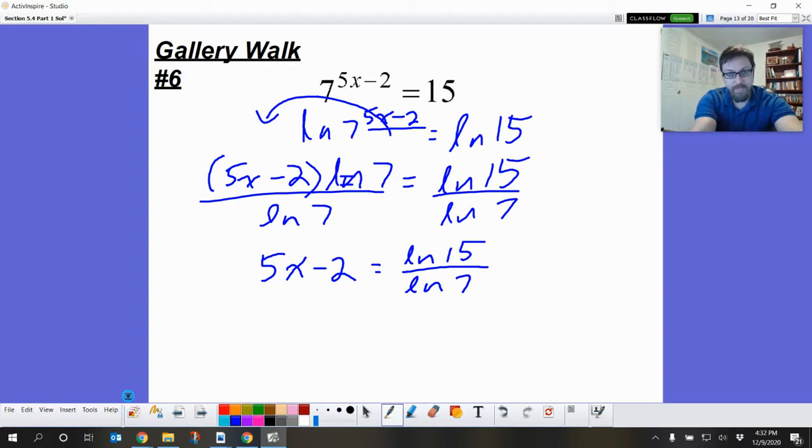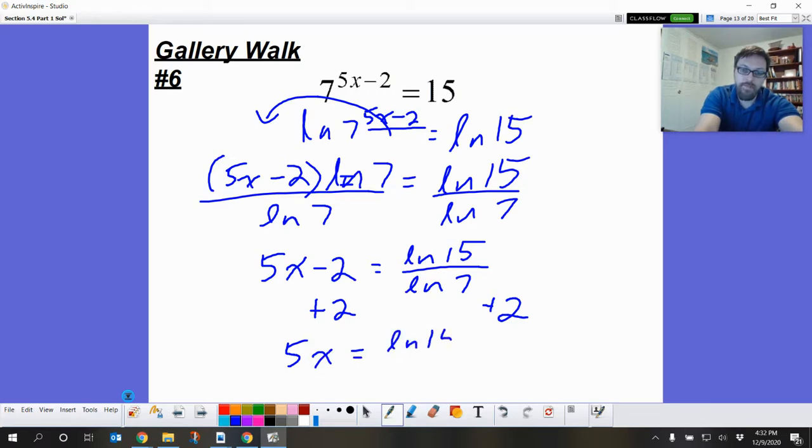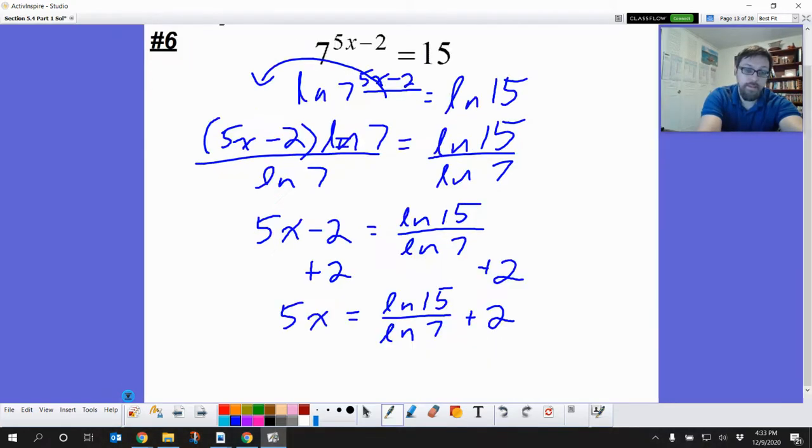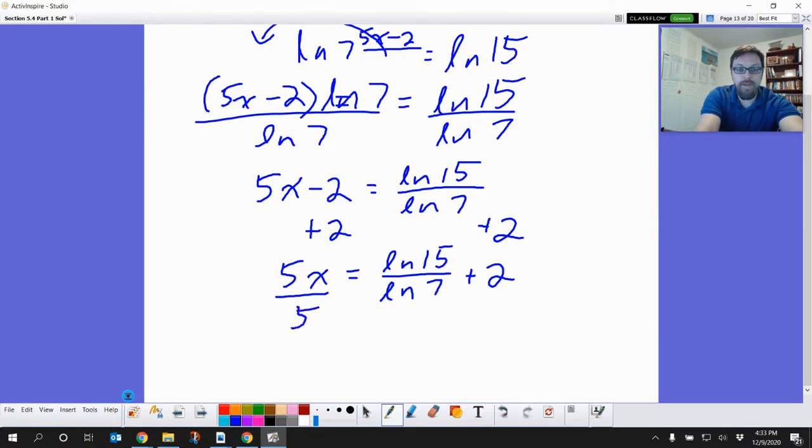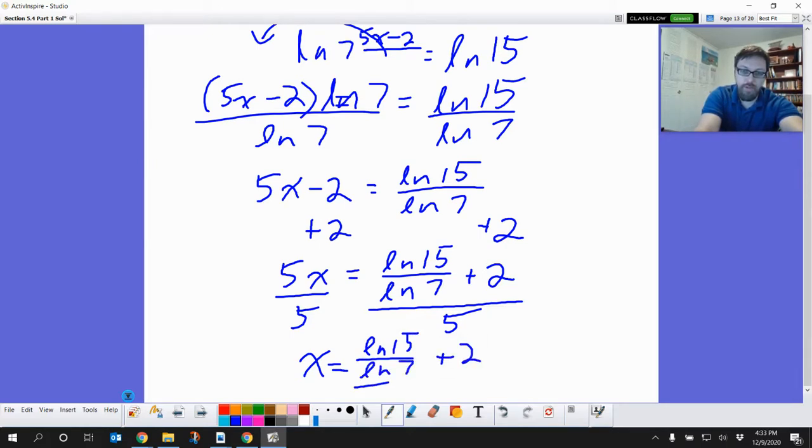And just for difference's sake, this one would solve exactly the same way as the last one, but I am going to show you what it looks like if we don't approximate and we keep this exact, just so you can see the old-fashioned way I used to do this. The old-fashioned way is I would just keep that, and I would go plus 2, plus 2. So I'd say 5x equals the ln of 15 divided by the ln of 7 plus 2. And then I would divide both sides by 5, making sure I divide the whole side by 5. So x is exactly the ln of 15 divided by the ln of 7 plus 2, all over 5.